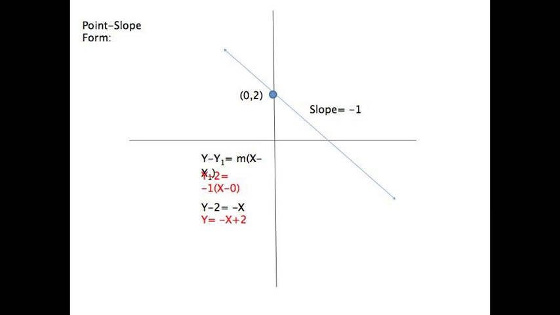If we're given 2 points on a line, we can write the equation in point-slope form, which is y minus y1, which is the y-coordinate of a point, equals m, which is the slope, times (x minus x1), which is the x-coordinate of a point. Using this, we can reduce and get an equation in slope-intercept form.